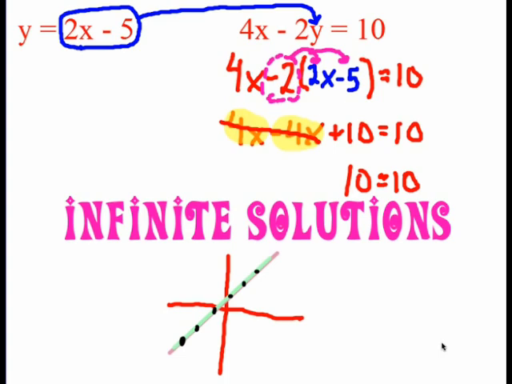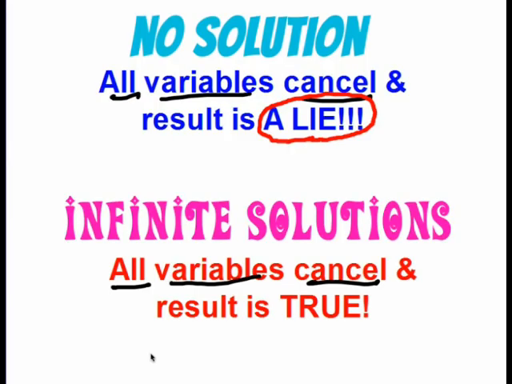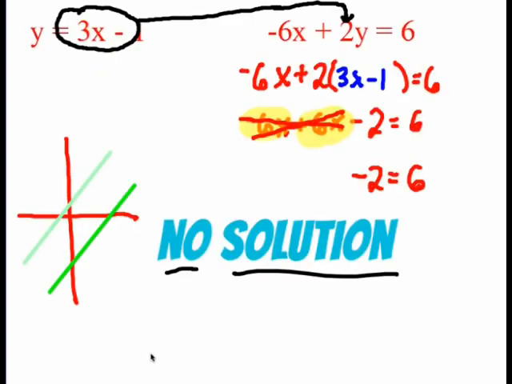We found out that if we have all of the x's canceling, and it is true, that is called infinite solutions. The reason why is because they are both the exact same line, and they cross in many points. Your other option is no solution, and this is when all of your variables cancel, and the result is a big fat lie. So in this case, all of the x is canceled, and negative 2 does not equal negative 6, so we wrote no solution for our answer. The reason for this is because these two lines, when graphed, would never touch. They're parallel.